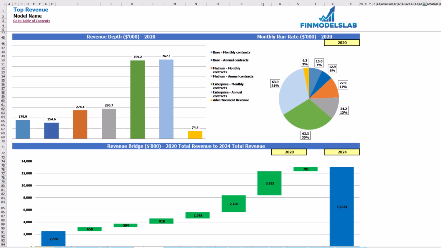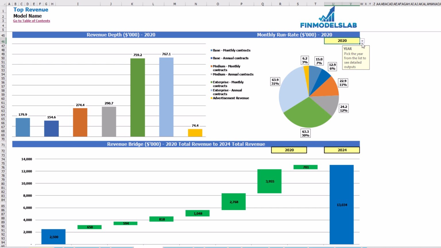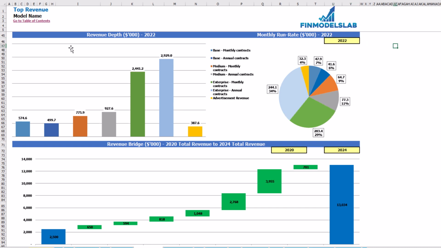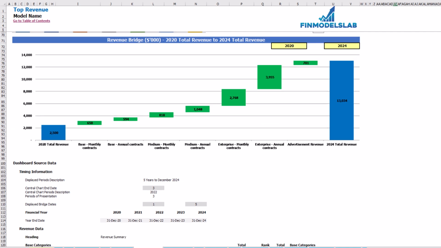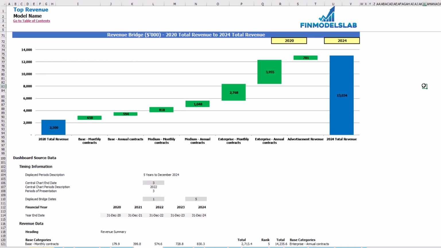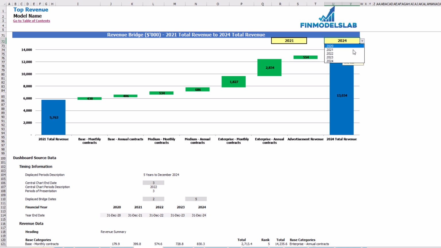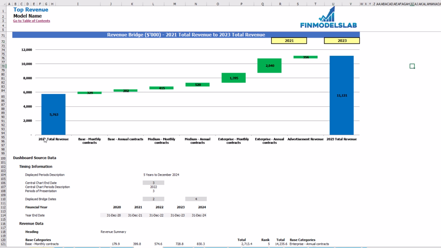On the revenue depth and monthly run rate charts, you may see the detailed year breakdown, which can be changed in here, and you may see the revenue depth with absolute values of these revenue streams and the percentage allocation on the pie chart. On the revenue bridge, which is the final chart on this tab, you may see the main drivers of your revenue growth between these 2 years, which you can change also, for example, from 2021 to 2023. So on the left side you may see the 2021 revenue, on the right you may see the 2023 total revenue, and between these 2 columns you may see the main drivers of your revenue growth between these 2 years.